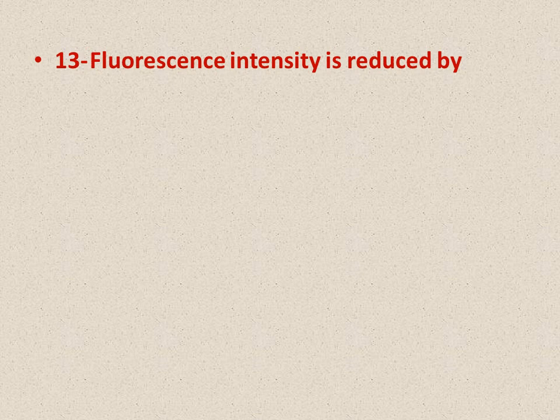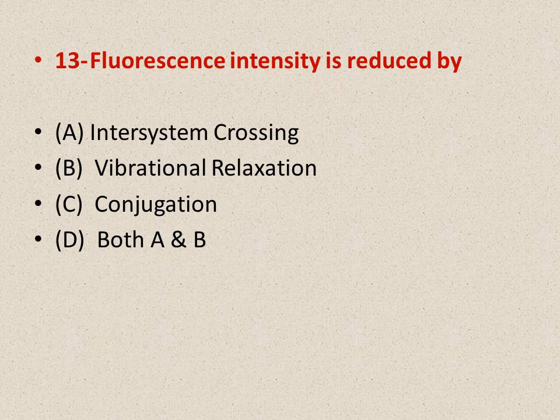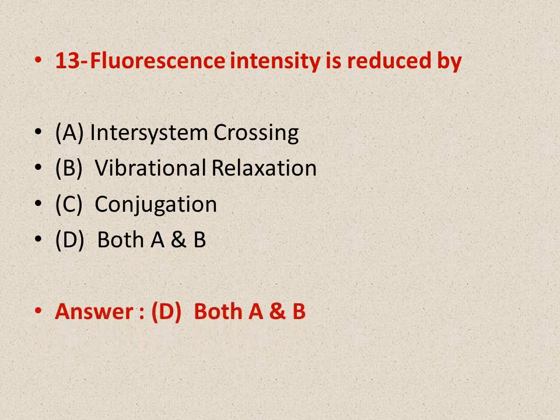Number 13. Fluorescence intensity is reduced by, let's see the options. A, by intersystem crossing. B, due to vibrational relaxation. C, due to conjugation. While D is due to both A and B. So let's see what is the right answer. So fluorescence intensity is reduced actually due to both A and B, that is due to intersystem crossing and vibrational relaxation. So D is the right option here.